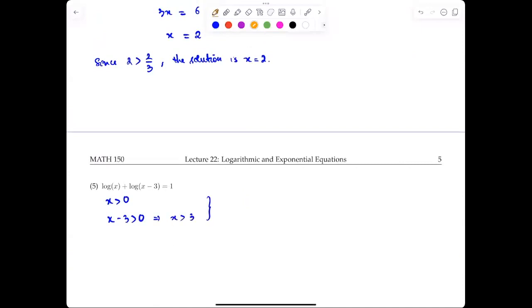Right. So here is 0. Get rid of this part. This is 3. You get rid of this part. Now the intersection between these 2 domains gives you x greater than 3.